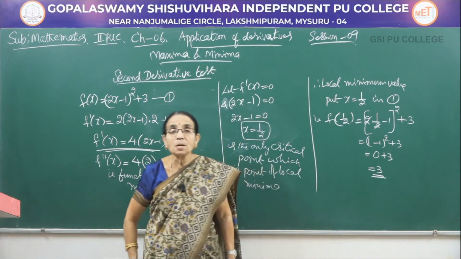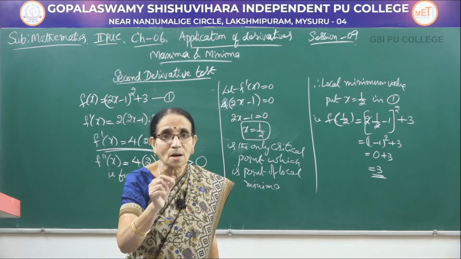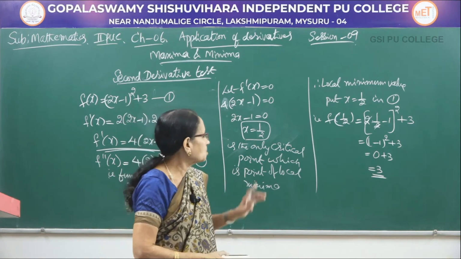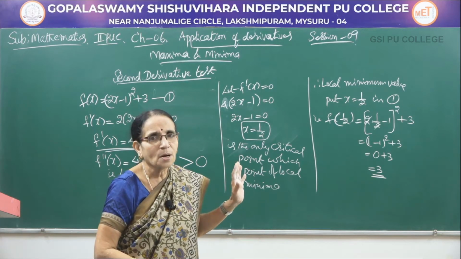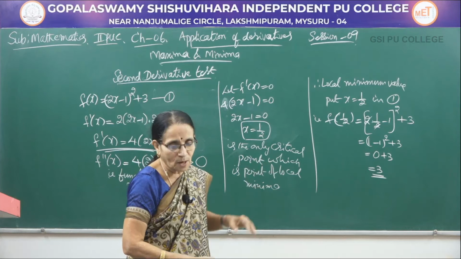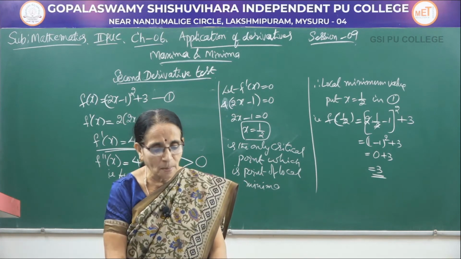It attains only a minimum value. It does not get any maximum. We cannot say this is the exact maximum value. So this function attains only a local minimum value. It does not attain a maximum value. Now let's move on to the next problem.